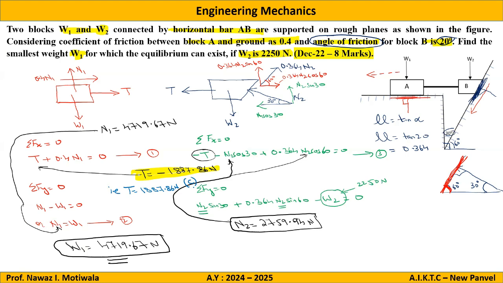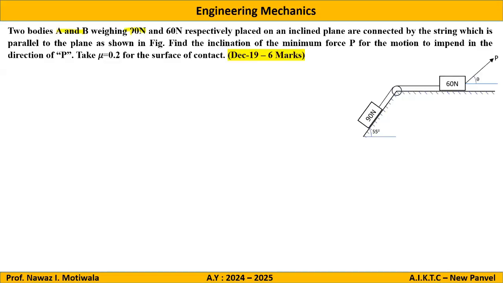Again, what is the observation? The observation is exactly the same. We have drawn the free body diagram, we have written the conditions of equilibrium and got the required answers. Okay, let us now proceed to the next problem. Two bodies A and B weighing 90 Newton and 60 Newton respectively are placed on an inclined plane, connected by a string which is parallel to the plane as shown in the figure.